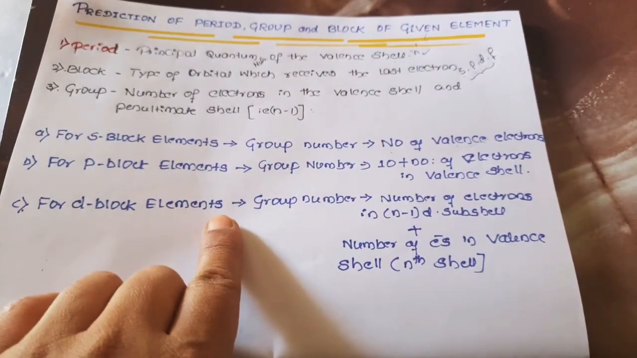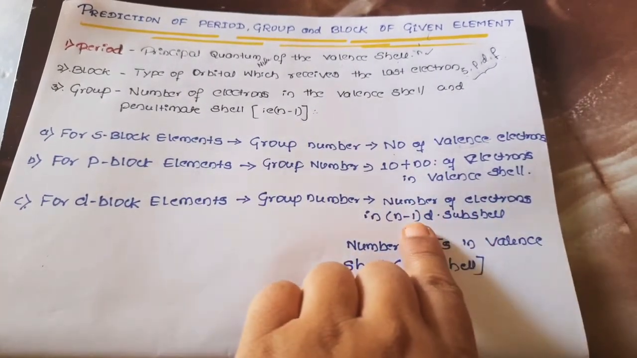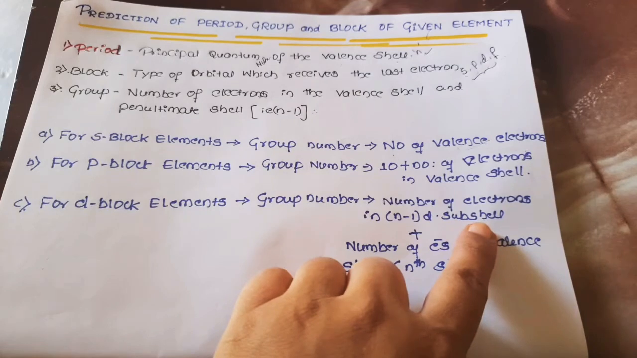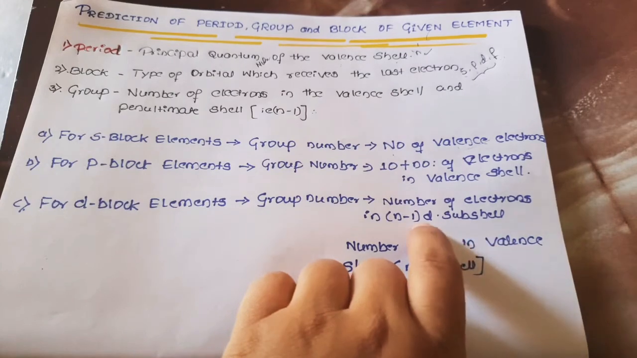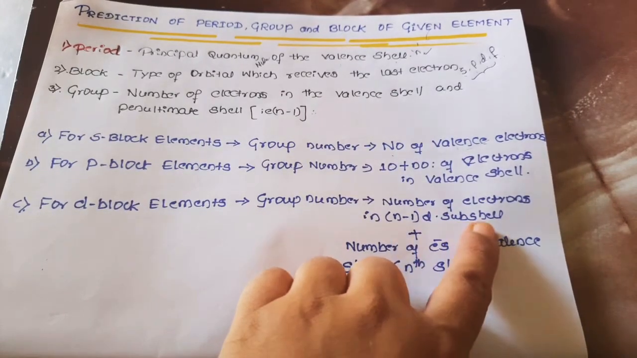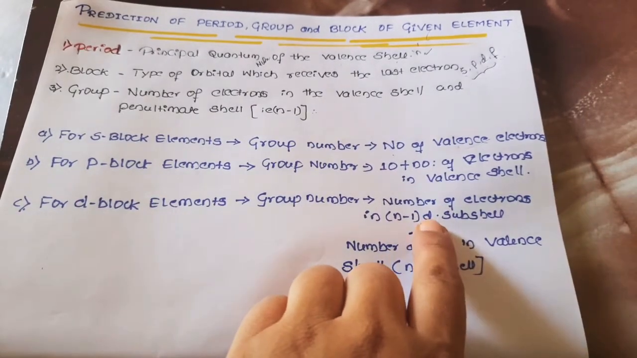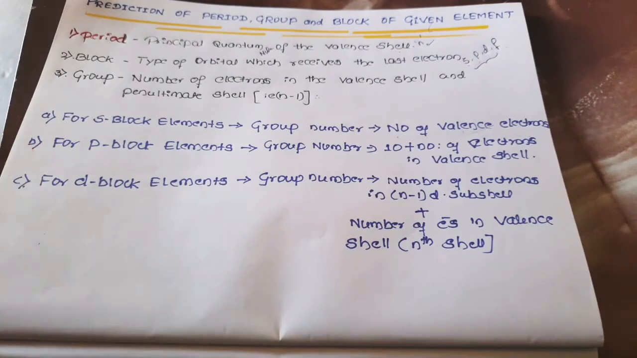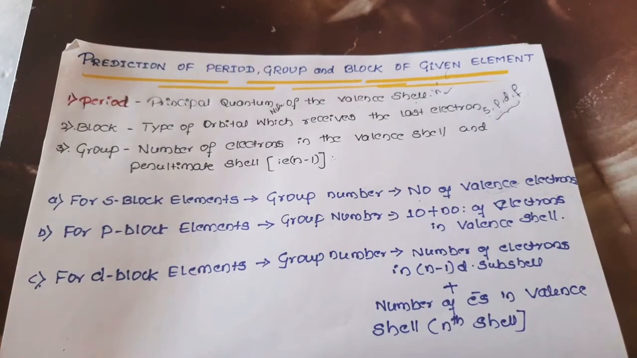Now in the case of D block elements, how are we going to calculate the group number? It is the number of electrons in the (n minus 1) d subshell plus the number of electrons in the valency shell. We observe the outermost configuration, the outermost valency shell and the number of electrons in the (n minus 1) d subshell, the penultimate shell. Those two shells' electrons are added, and by that we find the group. These are the rules, an easy way to find out the period, group and block of a given element.